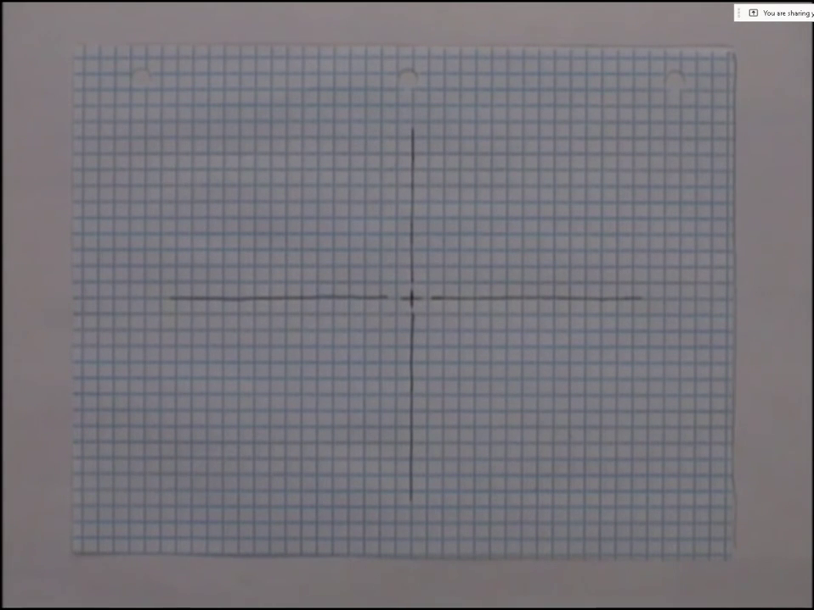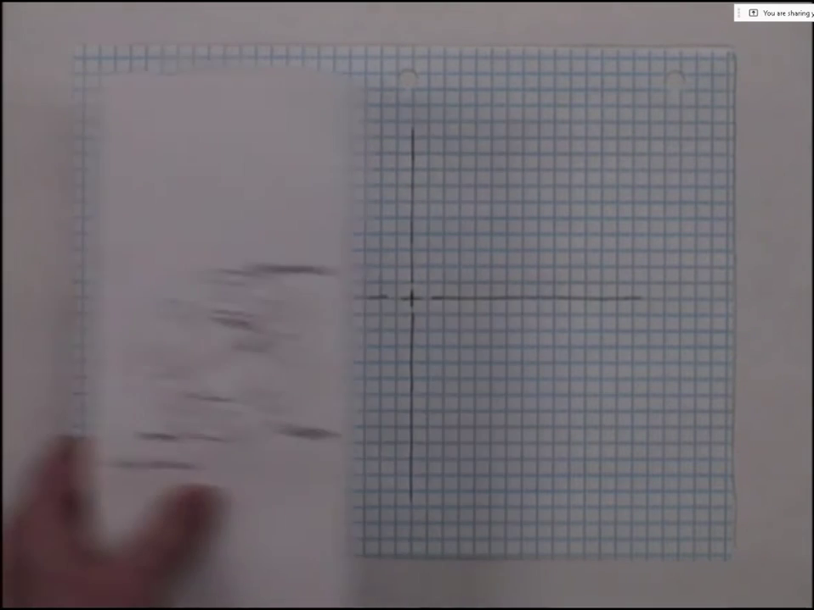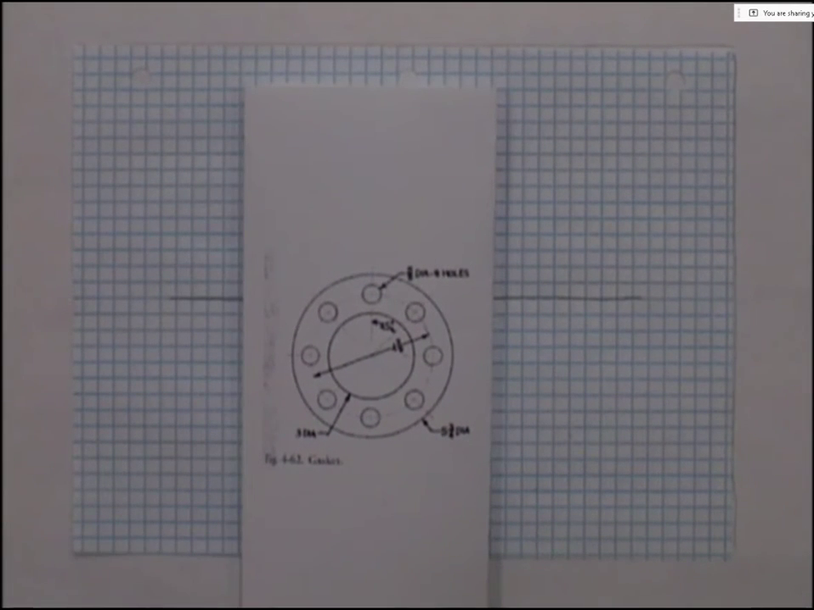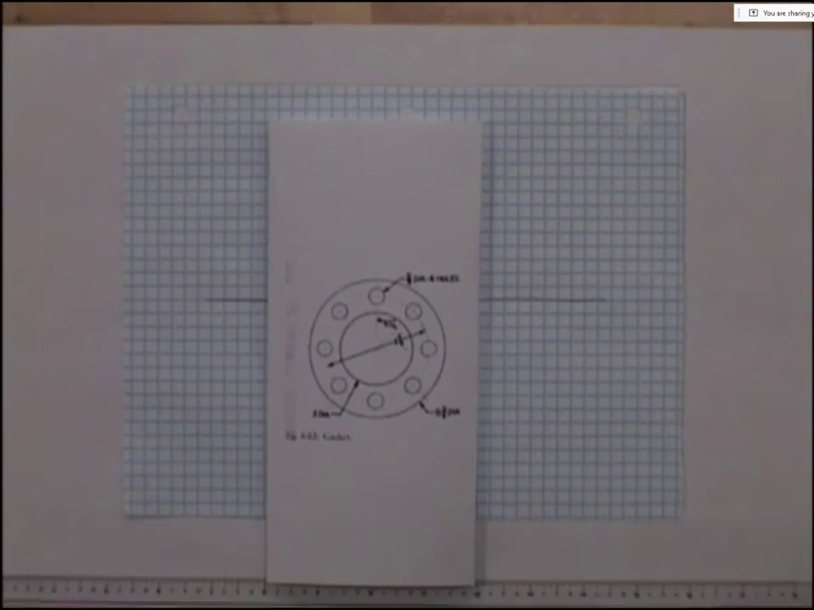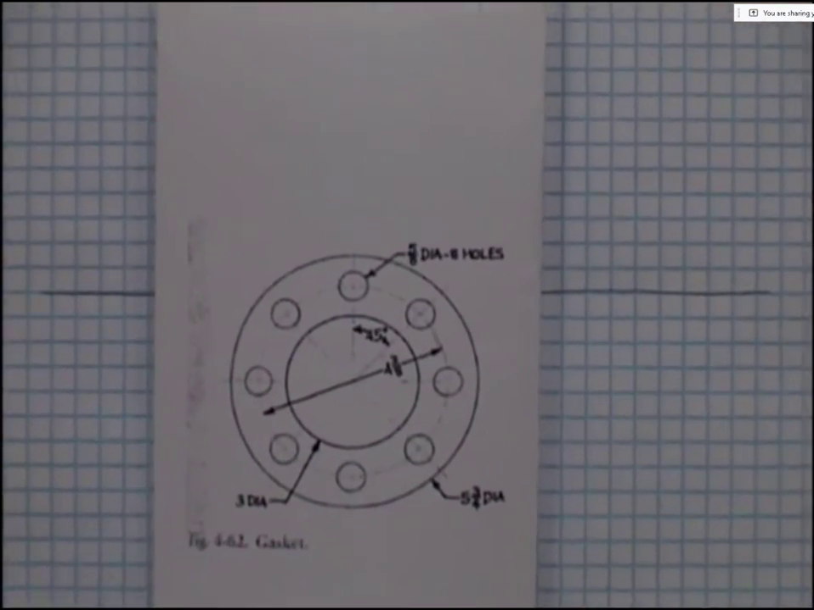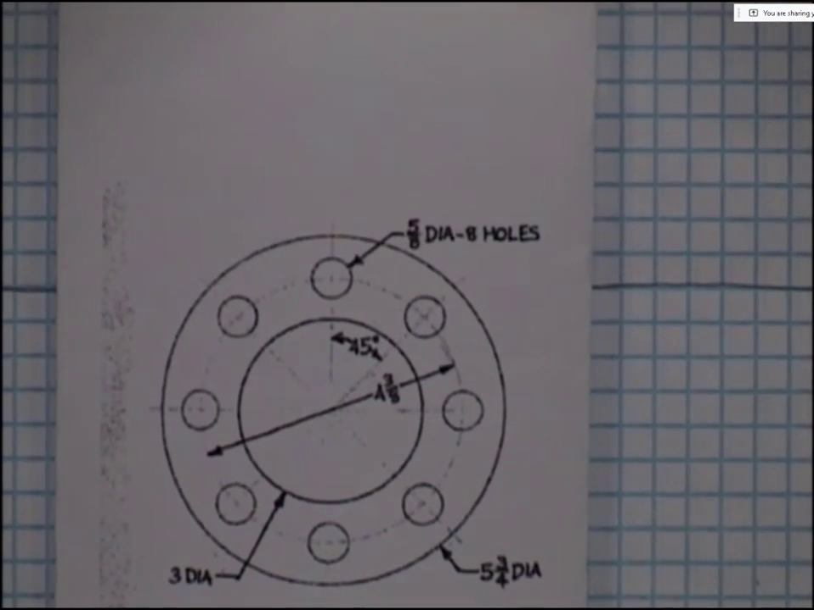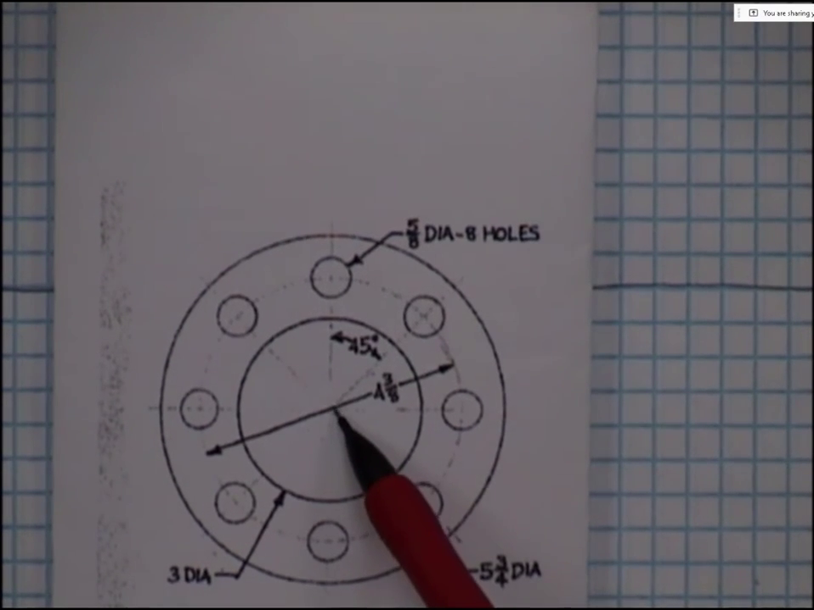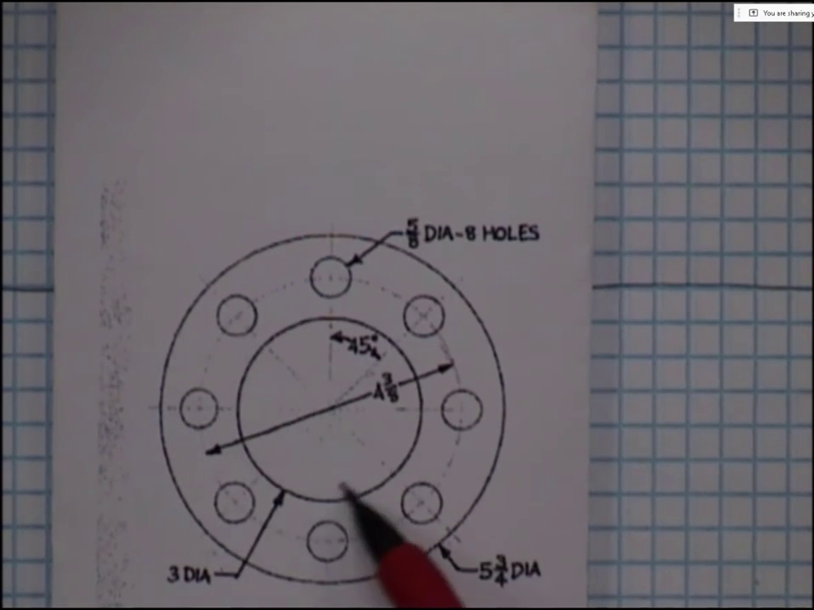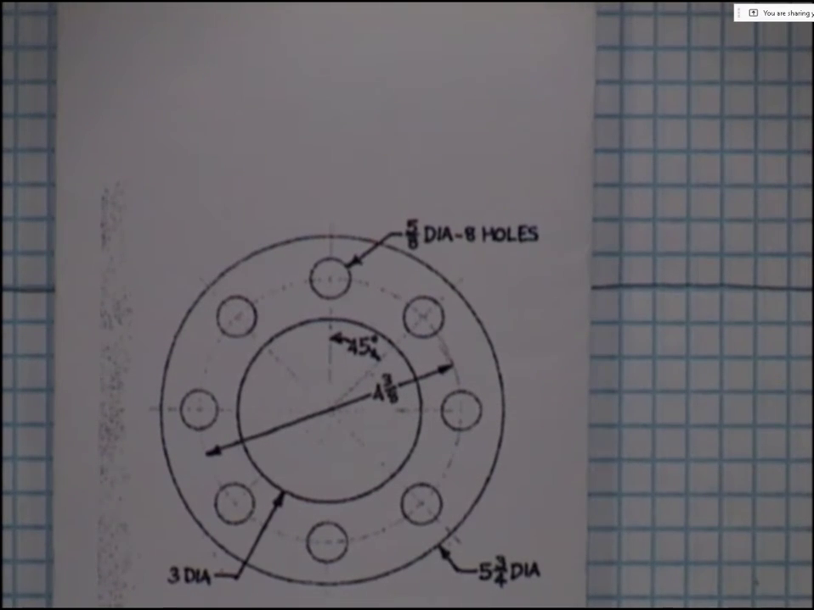So looking back at our drawing here, the first circle that we should do is probably that inside circle closest to the center. So that's going to be the inside diameter here. So what is the diameter for that circle that we need to make? Where do we find that? It's right here. It says 3 DIA. That means 3 diameter.